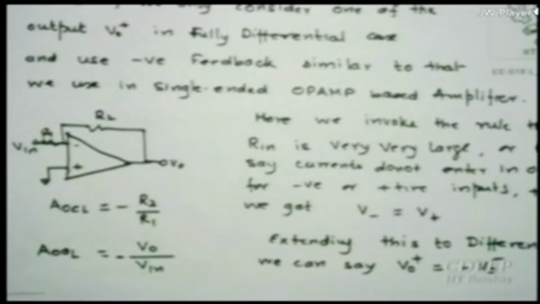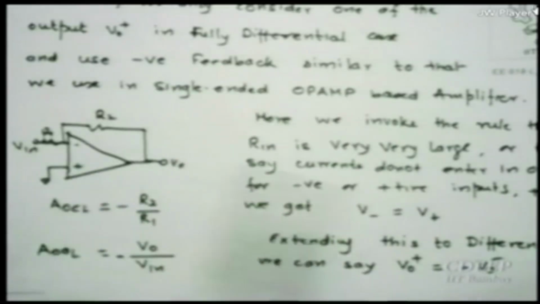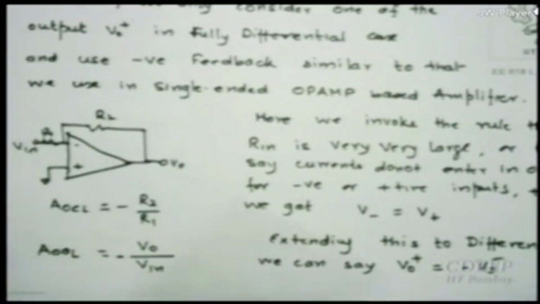So if we consider one of the outputs of a fully differential case and use negative feedback similar to that of a single-ended op-amp as shown here, here we invoke the rule that Rin is very, very large, or to say currents do not enter the op-amp's negative or positive inputs, then only we say V minus is V plus. This is something we have proved earlier. So the closed loop gain then would be minus R2 by R1, open loop of course V0 by Vin, whatever it is.